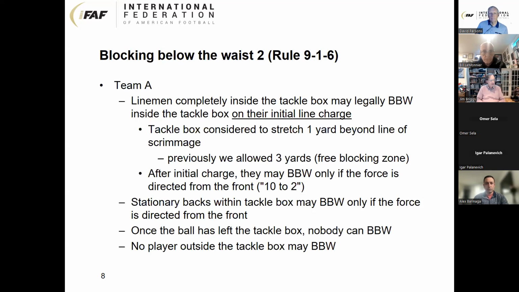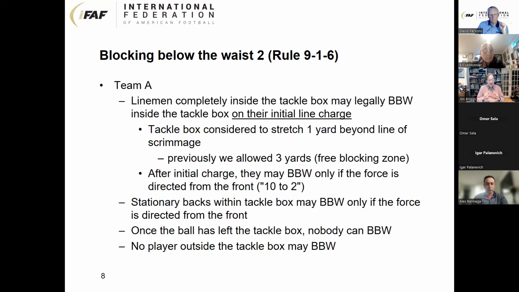So linemen who are inside the tackle box can block below the waist on their initial line charge. And for that purpose, the tackle box is considered to stretch a yard beyond the line of scrimmage. Previously we said that that could be anywhere in the free blocking zone, which, as you know, stretches 3 yards downfield. But basically the initial line contact should be within about a yard of the line of scrimmage. We don't need to be very picky about that, but that's what the rule says.